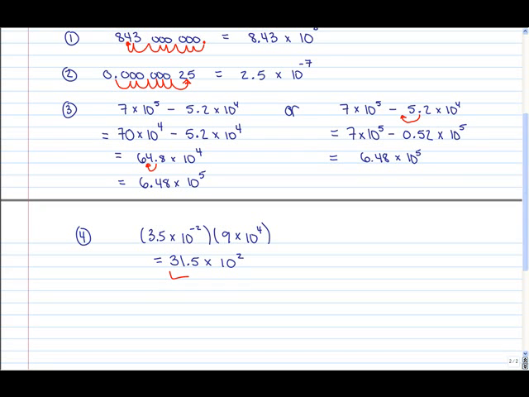However, this final answer isn't correct. That's not proper scientific notation. The reason why is because this number here isn't a number between 1 and 10. Well, that's easy. All we have to do is convert it to a number between 1 and 10, which means we're going to take this decimal place and move it 1 unit to the left. And remember what I said, when we move a decimal place to the left 1 unit, what we do is we add 1 to our exponent. So 10 to the 2 becomes 10 to the 3. And that there is your final answer.